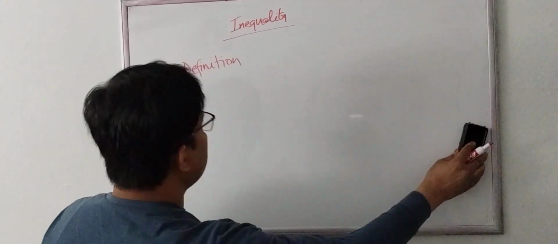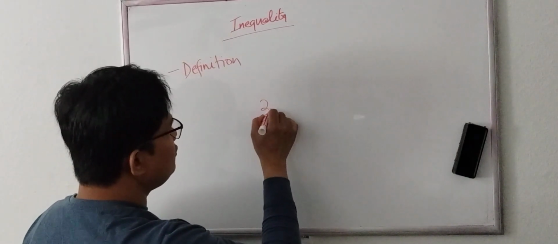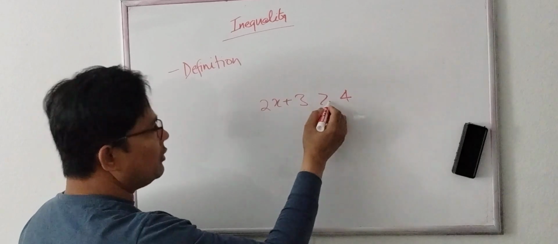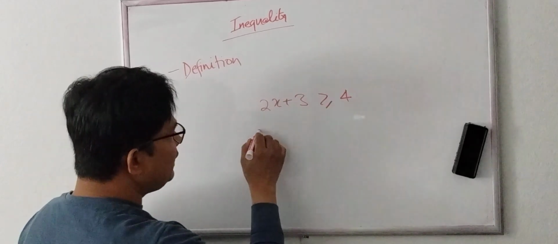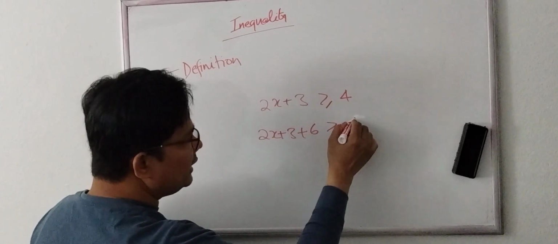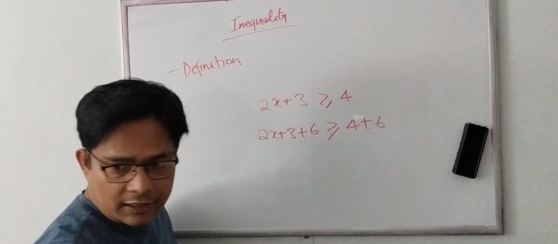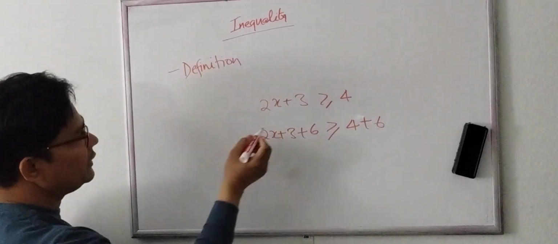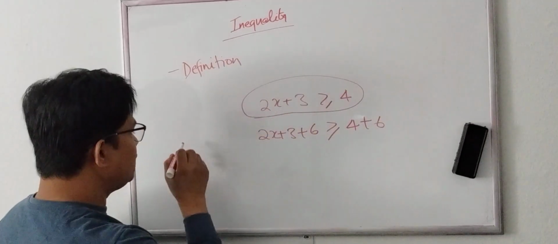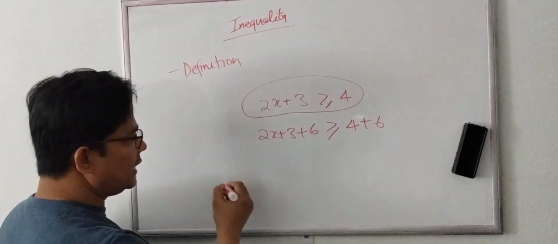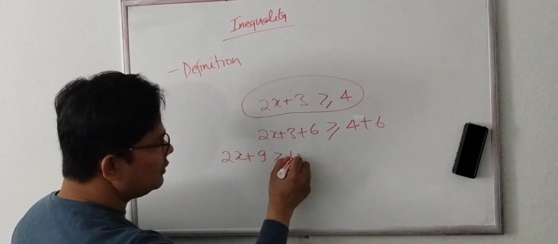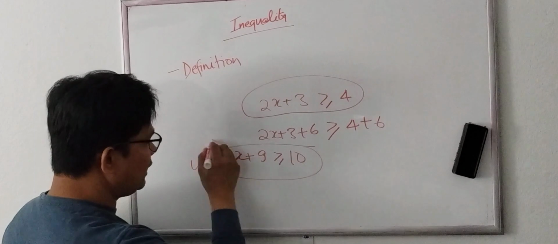Similarly, for an expression with variables, let's say 2x plus 3 is greater than 4, or greater than or equal to 4. Now if I add 6 to this expression, that will also be greater than 10. So if you have a question where you are given that 2x plus 3 is greater than 4, and it asks which of the following are correct, and one of those options is 2x plus 9 greater than or equal to 10, you know that this is correct.